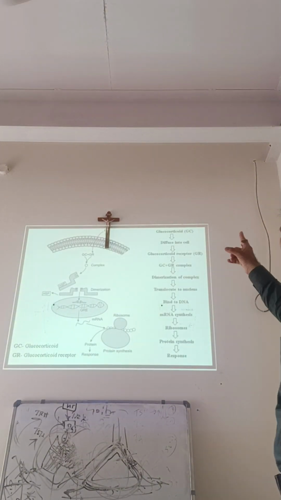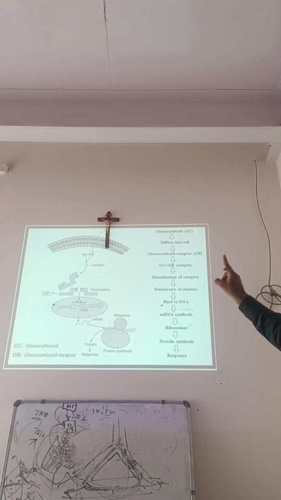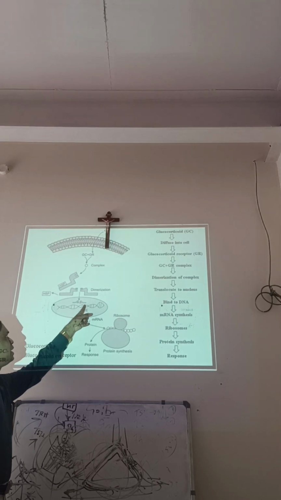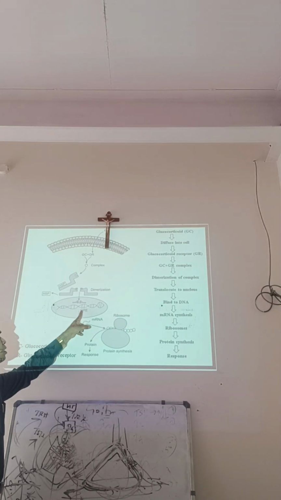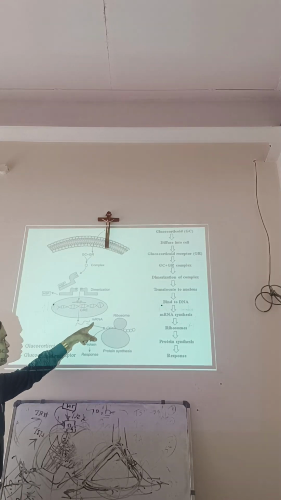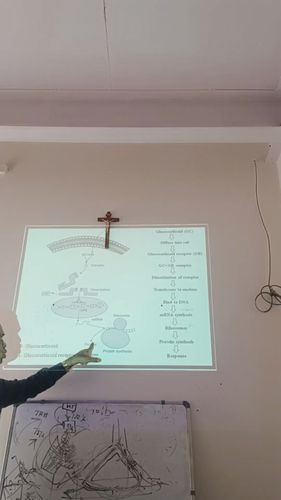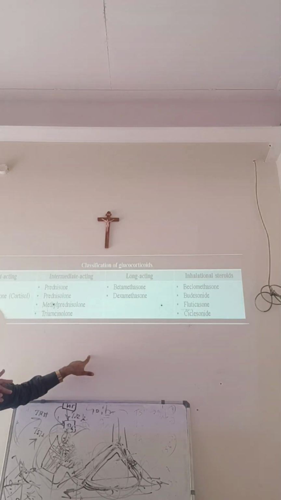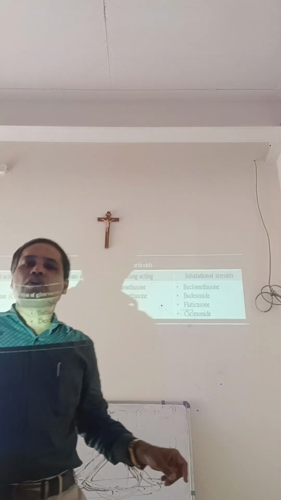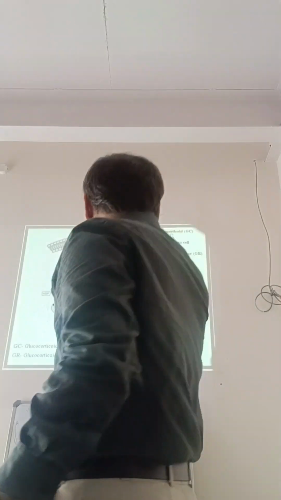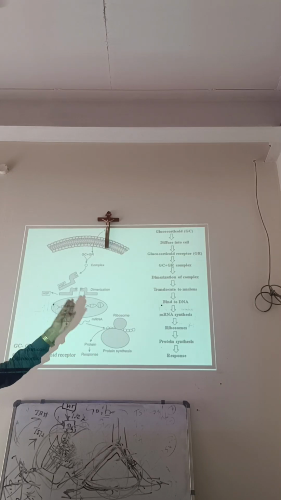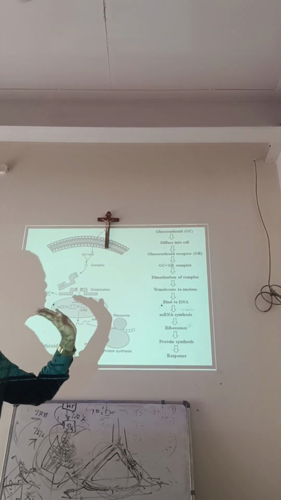How does it act? Glucocorticoid enters the cell, binds the receptor, and forms a complex. The complex undergoes dimerization, goes to the nucleus, and binds to a specific element of DNA called the glucocorticoid response element, leading to synthesis of mRNA. It goes to the ribosome, synthesizes the protein, which gives a response, and this response is the action of glucocorticoid. In the previous slide, what we told were the actions of glucocorticoids, and that is because of this pathway. You can write this in the examination.